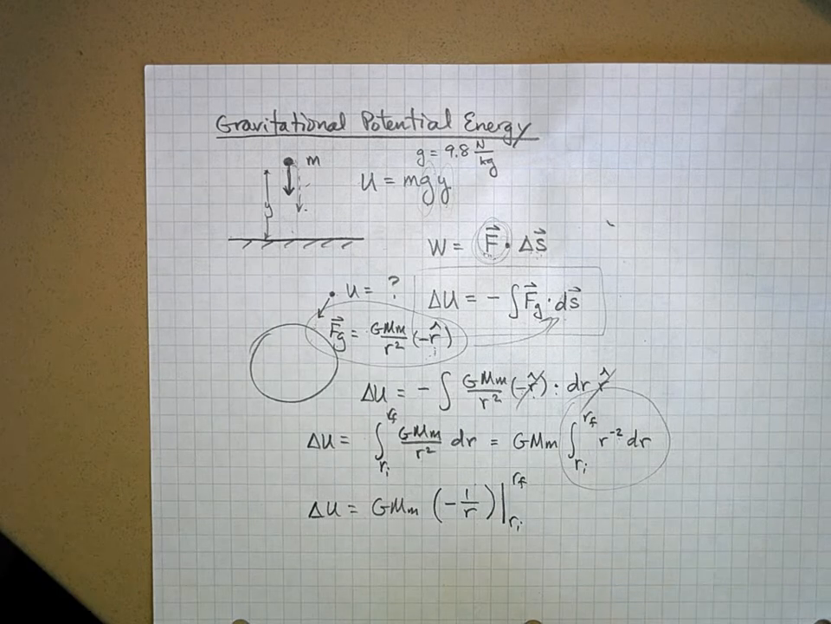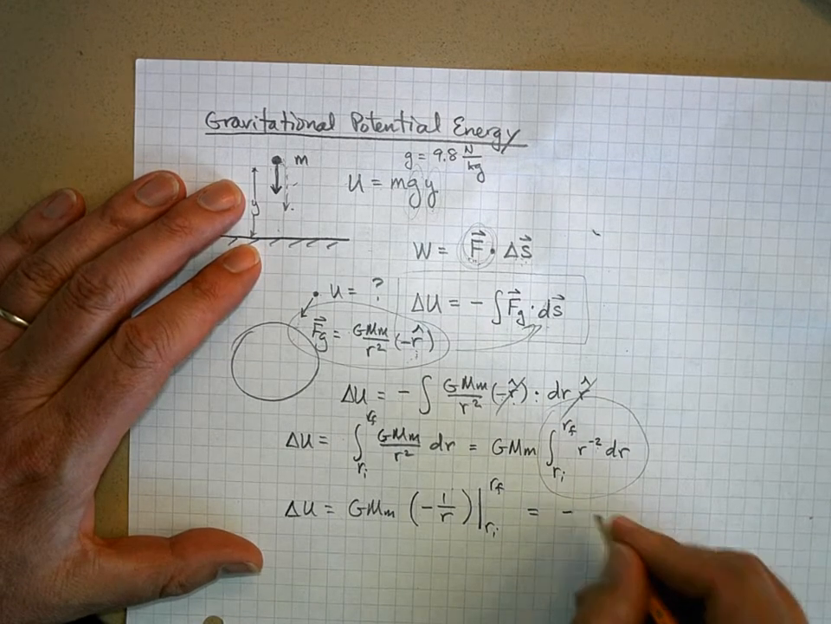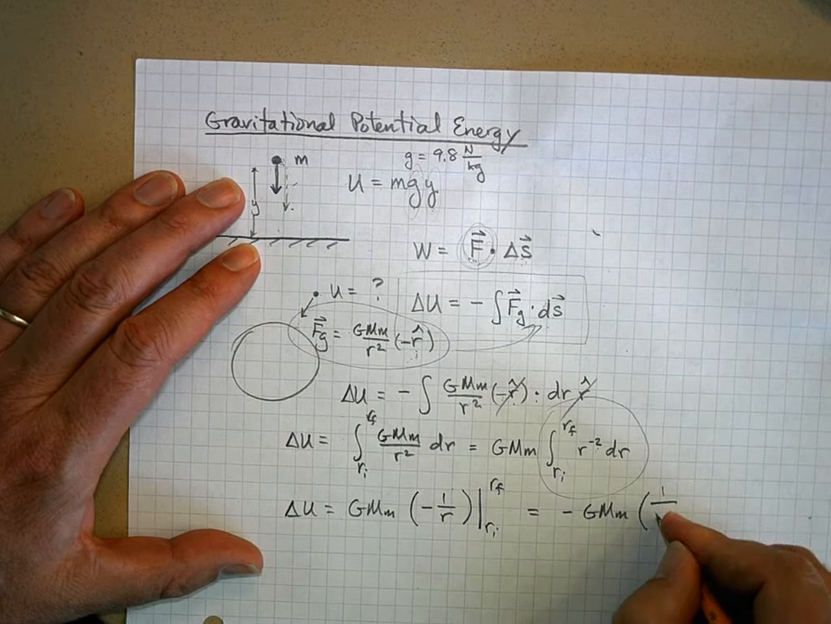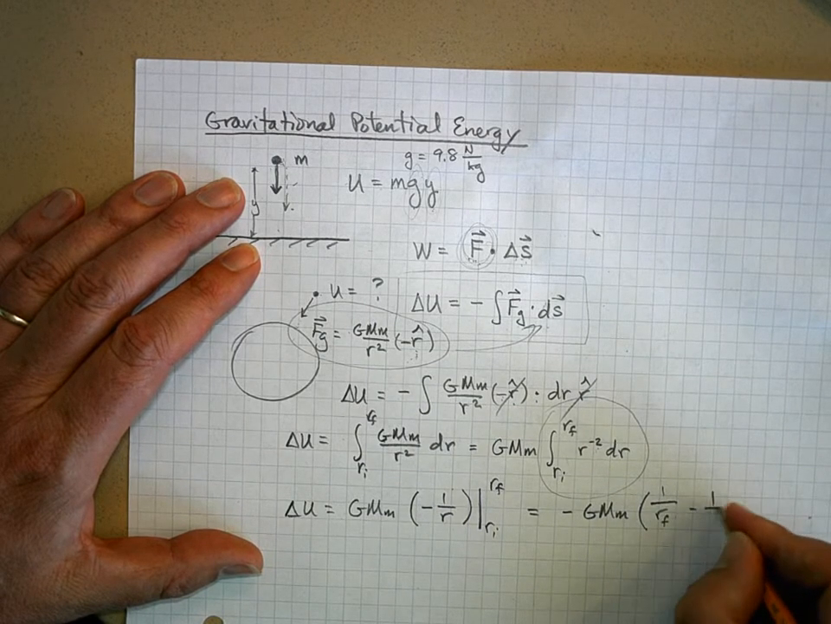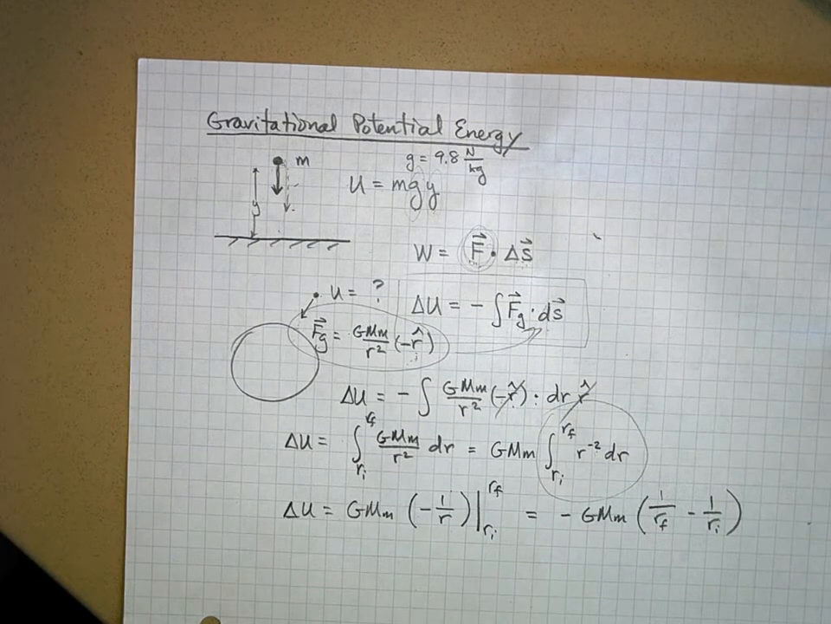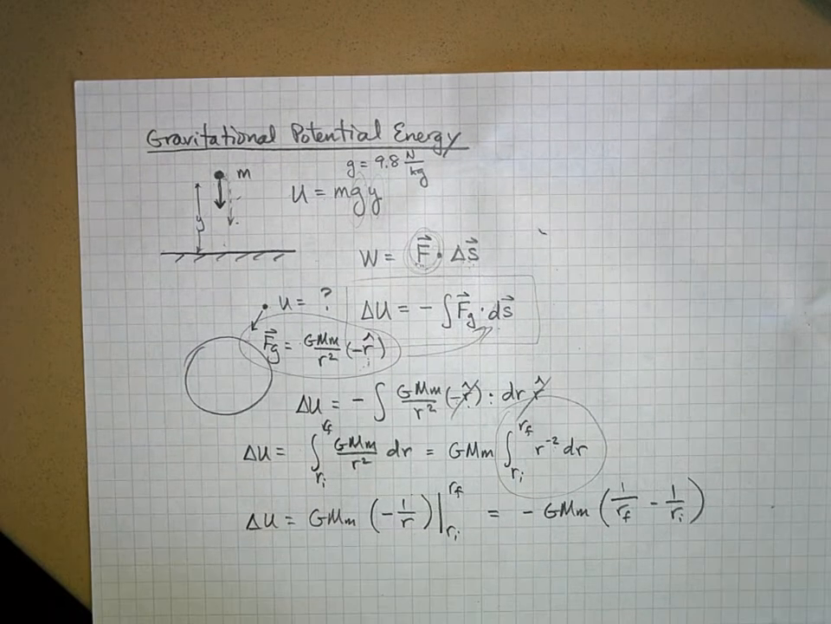Okay, so I'm just going to plug these finals and initials in there, put the negative out here, negative GMm, and this is going to be 1 over r final minus 1 over r initial. Now, this part might seem a little bit confusing, but it's all right.